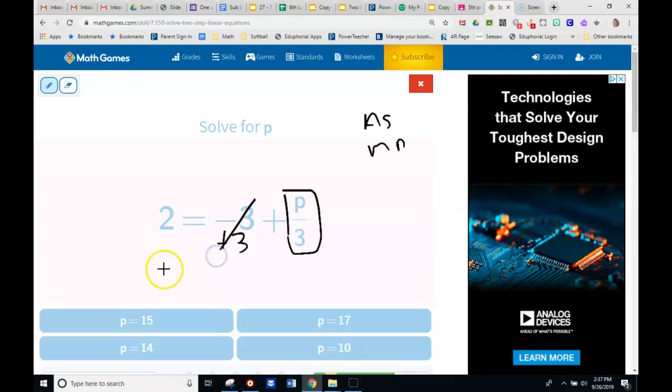Opposites make 0. So I'm going to add 3 to this side as well, because the equal sign tells me I have to do the same thing. And I get 5 equals, bring down what's in my box, p divided by 3. I'm dividing by 3, so the opposite would be to multiply by 3. Those cancel, and 3 times 5 is 15.